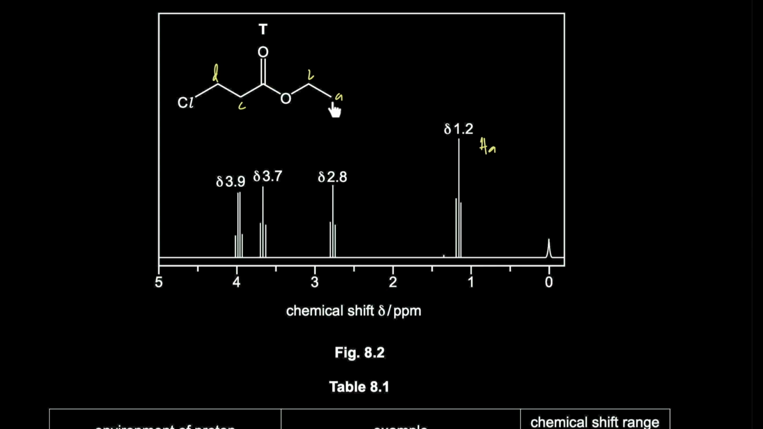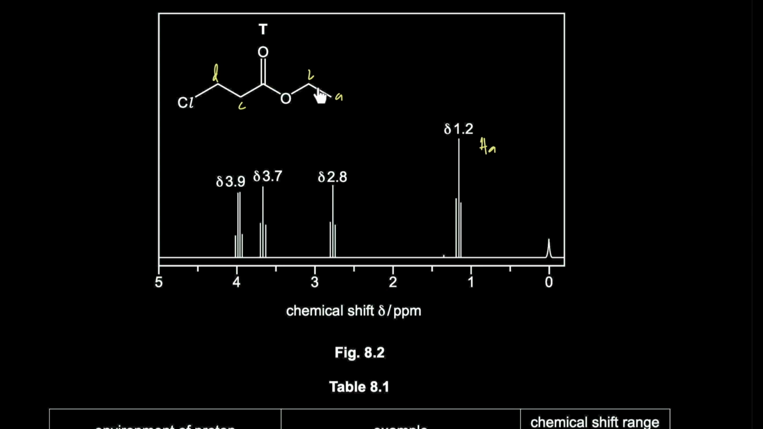Remember, the splitting pattern is the number of neighboring protons plus 1. So over here we have 3 protons. The neighboring carbon has 2 protons. So the splitting pattern is 2 plus 1, which is 3. So that's 2 hydrogen atoms in the neighboring carbon plus 1. So the splitting pattern is a triplet. Okay. Now what about HB? Well, HB must be a quartet.